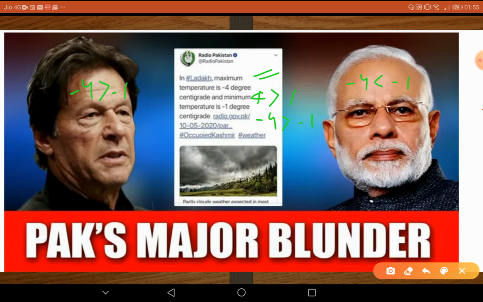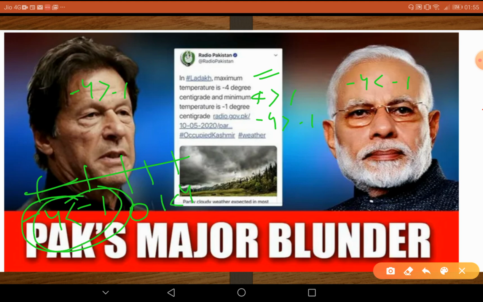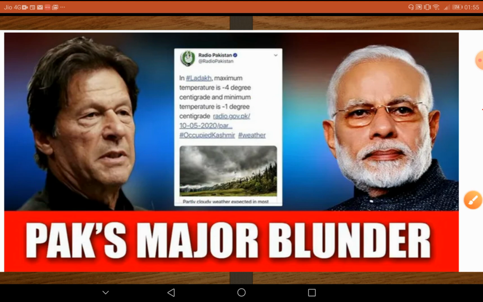You can see this on the graph as well. If I put this as 0, then -1 comes here and -4 comes here. The right hand side is always greater on the number line. Here it is 4, here it is 1, so 4 is greater than 1. The same happens here. So Radio Pakistan committed a huge mistake, and aspirants also commit the same mistake in the exam, where we have to compare negative numbers and are unable to find the correct answer. So do not commit the same blunder which our beloved neighbor Pakistan committed.